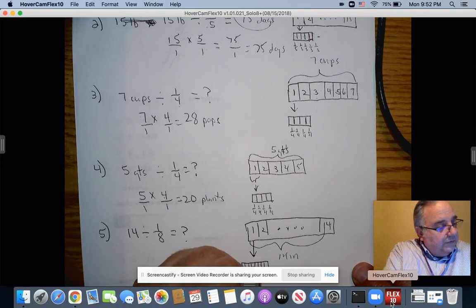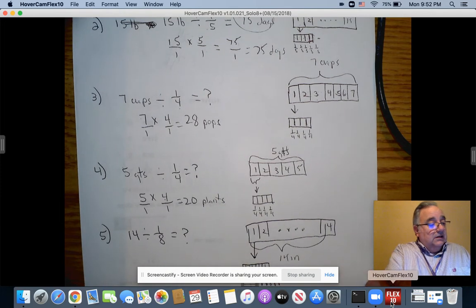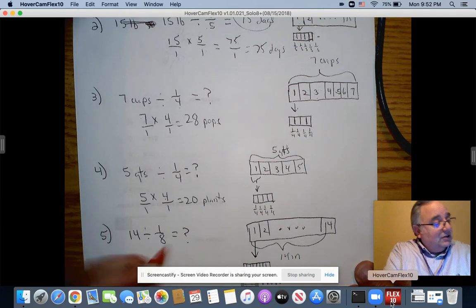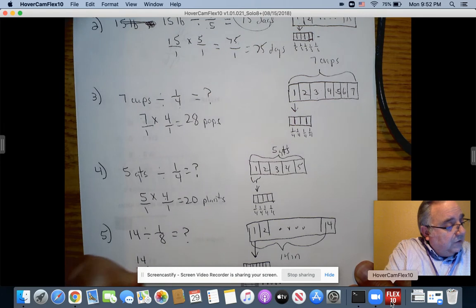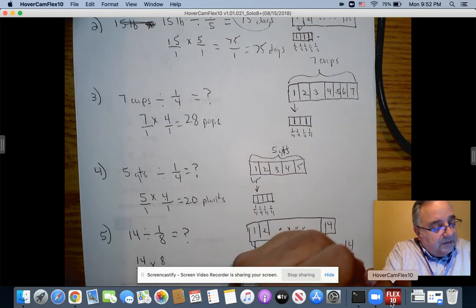1, 2, 3, 4, 5, 6, 7, 8. So that's 1/8 in each one. 1, 2, 3, 4, 5, 6, 7, 8. So what I have to do now is take 14 over 1 times the reciprocal, which is 8 over 1, which gives me 14 times 8.